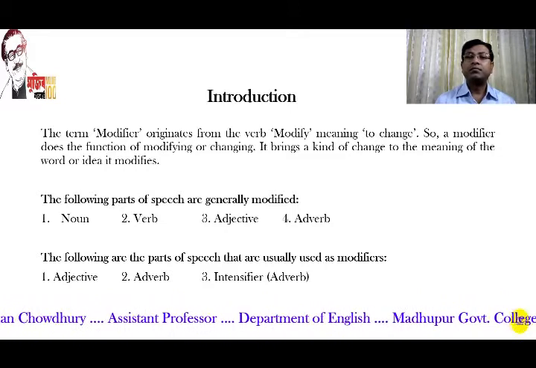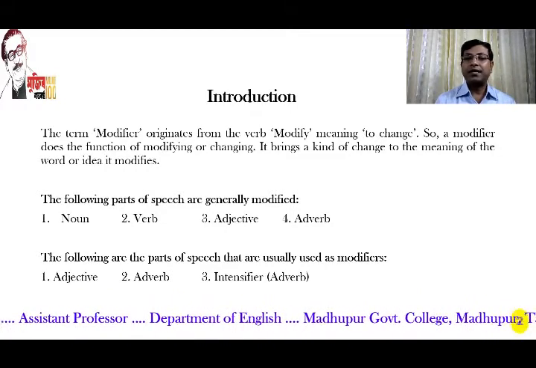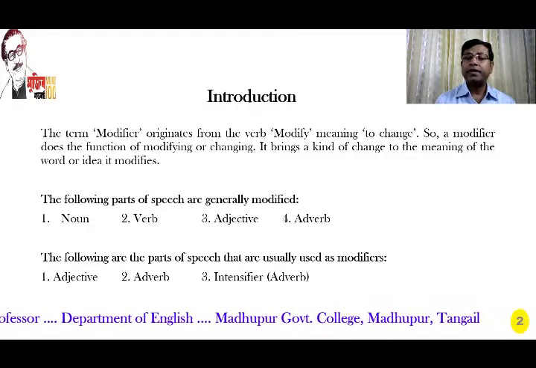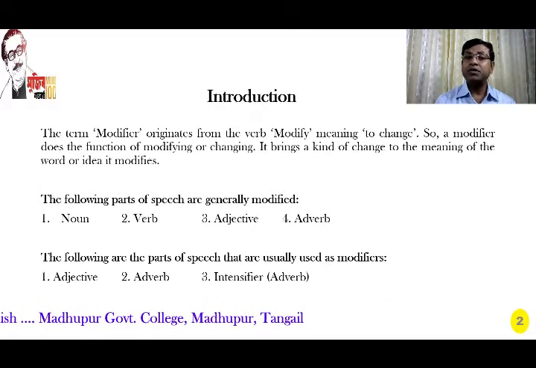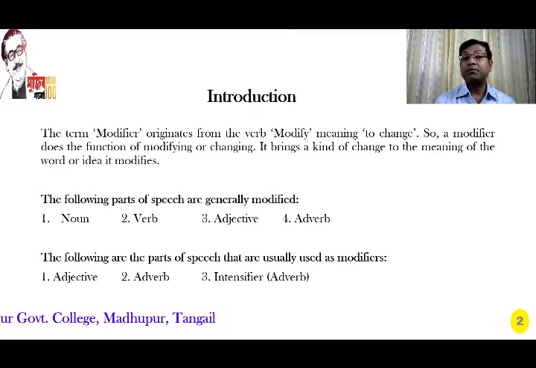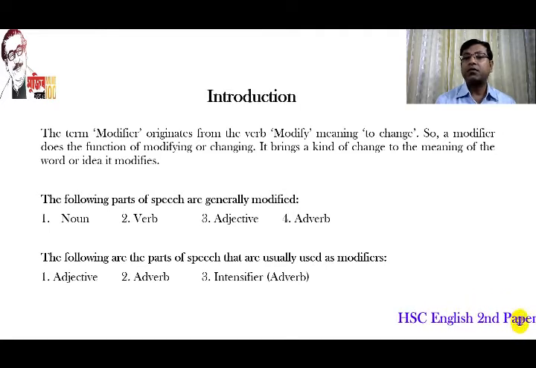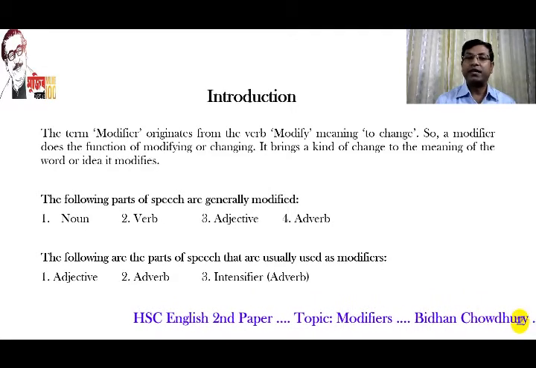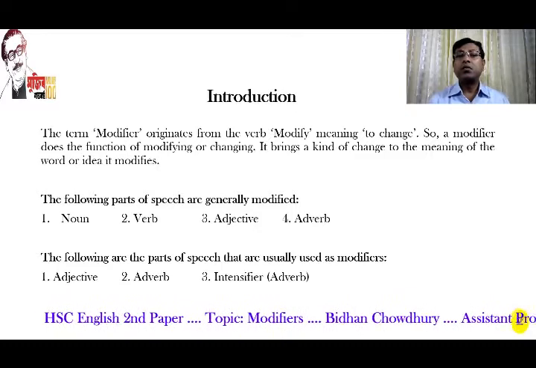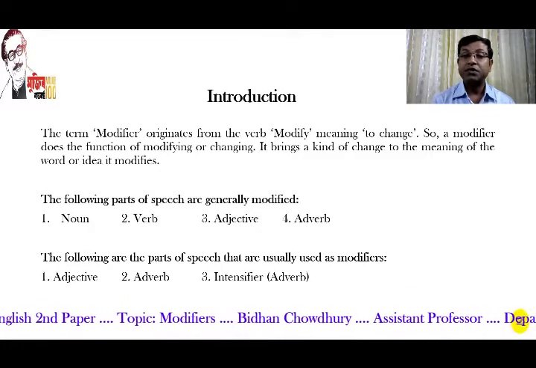And from this description, my dear students, you must understand what a modifier actually is. A modifier is a word or a phrase, or sometimes it may even be a clause. That means a single word, a group of words, or sometimes a clause can be used as a modifier, and it does the function of modifying or changing. It describes another word or idea. It brings a kind of change to the word or idea. So, you know what a modifier is, my dear students, from this discussion.